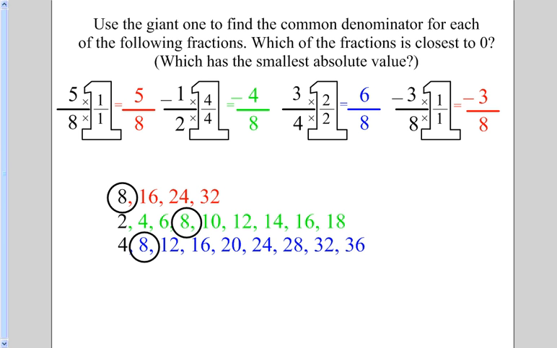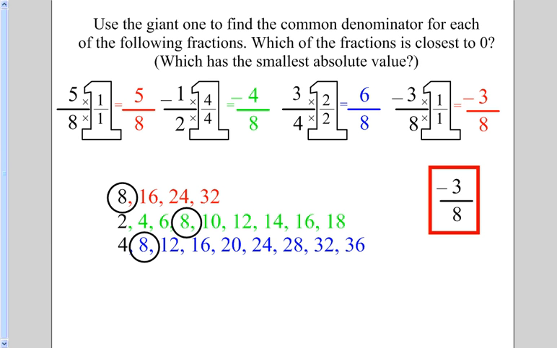So again, we're looking for which one of these fractions has the smallest absolute value, or more easily said, which one of the fractions is closest to 0. And it doesn't matter whether the number is positive or negative. The smaller the numerator, the number on top is, if they all have common denominators, then that's going to be the smaller fraction. In this case, the number with the smallest numerator, the smallest fraction, happens to be a negative fraction here. It's -3/8. And that's the answer to which of these fractions is closest to 0.